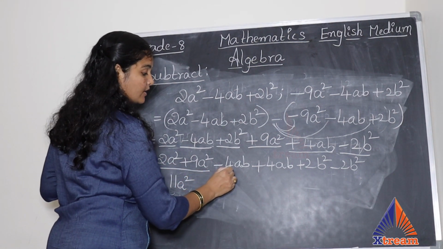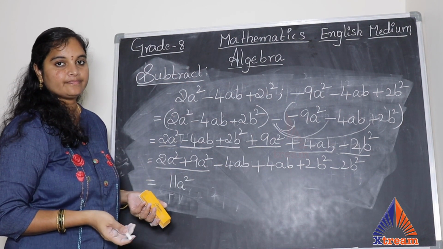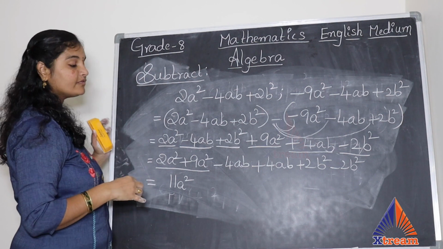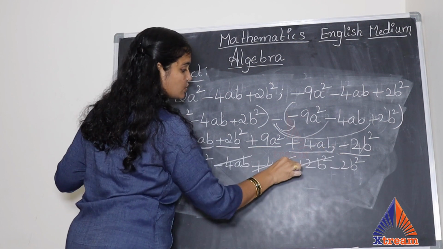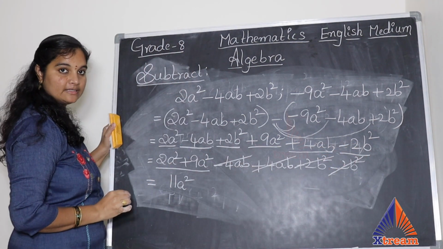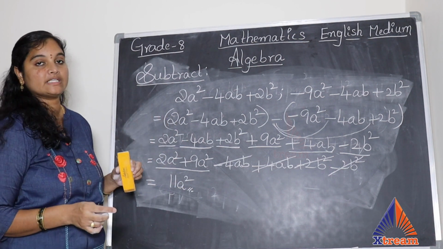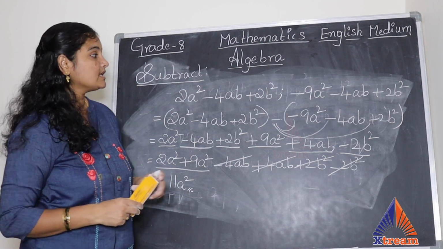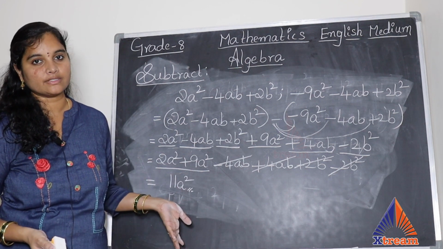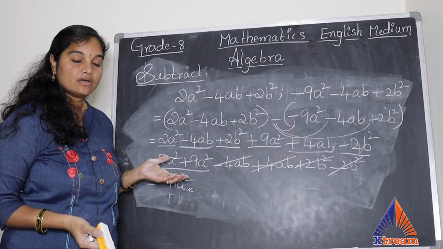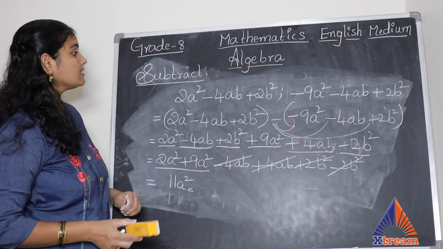If you observe, you have 4ab's with you, positive 4ab's, and you have 4 negative ab's. That means they get cancelled. Your value will be 0. So minus 4ab plus 4ab gets cancelled. Plus 2b square minus 2b square gets cancelled because their coefficients are also matching. So what is the answer we are going to get? 11a square. So you cannot say that since it is a polynomial, your answer will also be a polynomial. Sometimes it may be 0 also. And sometimes it may be a single term expression or a binomial, right?